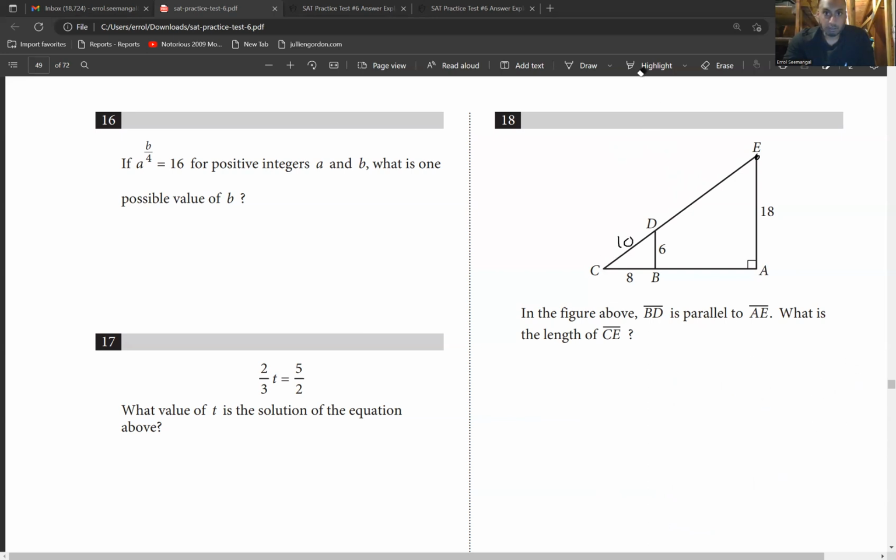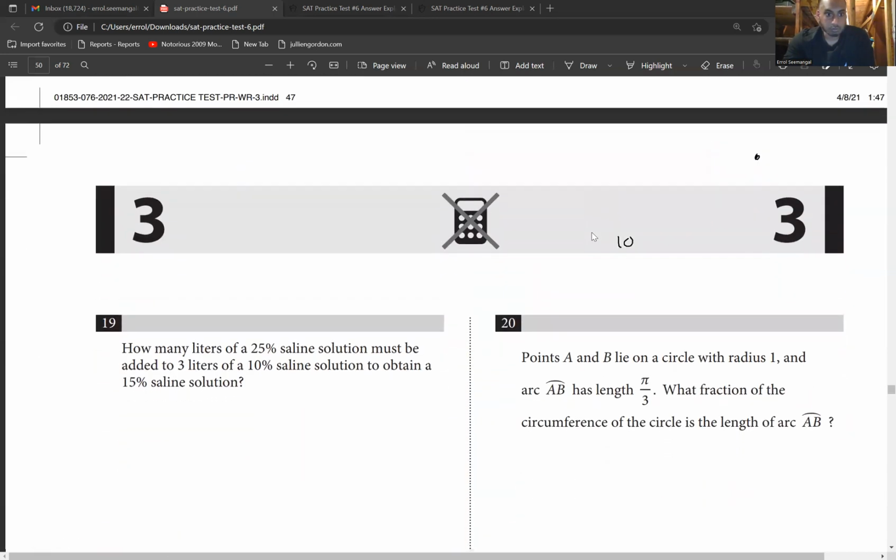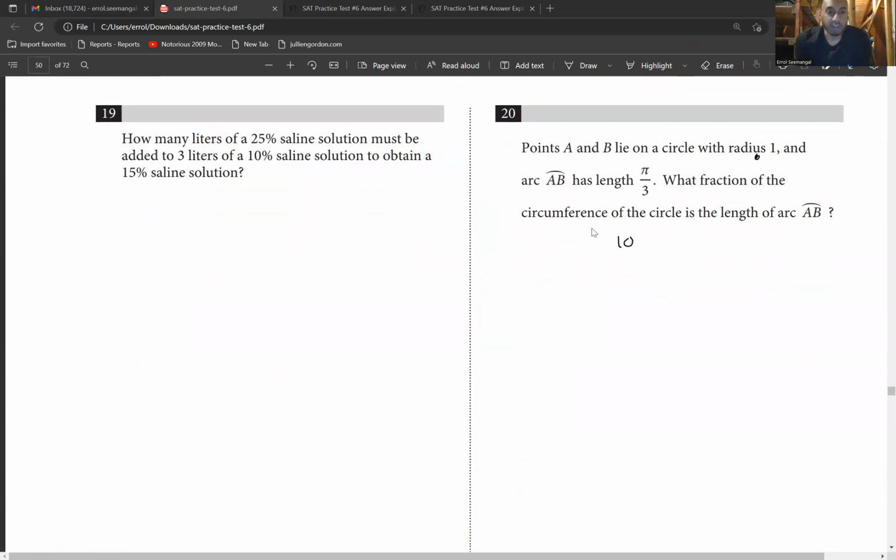That's 18, 19. How many liters of a 25% saline solution must be added to 3 liters of a 10% saline solution to obtain a 15% saline solution? Okay, so how many liters of a 0.25x plus 10% times 3 equals what? Equals 0.15.